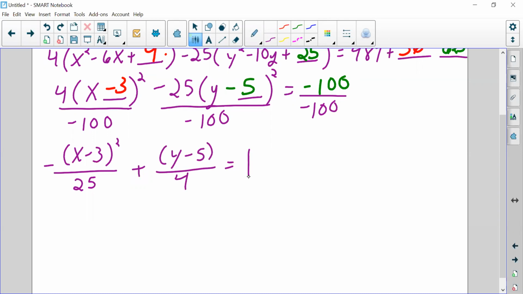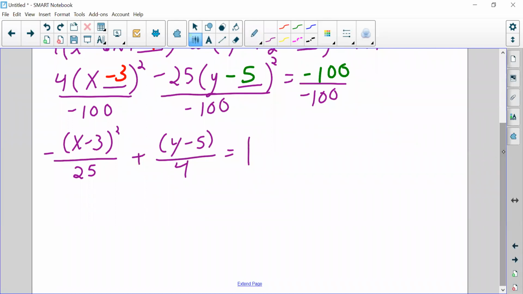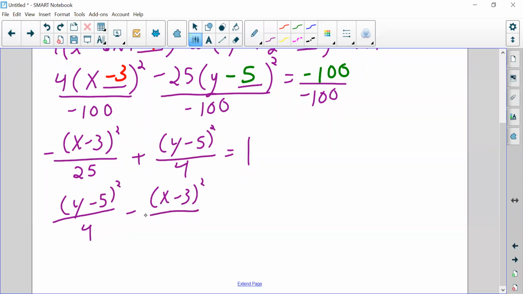So that gives us y minus 5 over 4 equals 1. Oh no, look, my positive term is no longer written first. My sign's changed. So I now need to rewrite this so that my positive term is written first. Oh, my square. And my negative term is written second. There's the standard form of the hyperbola.